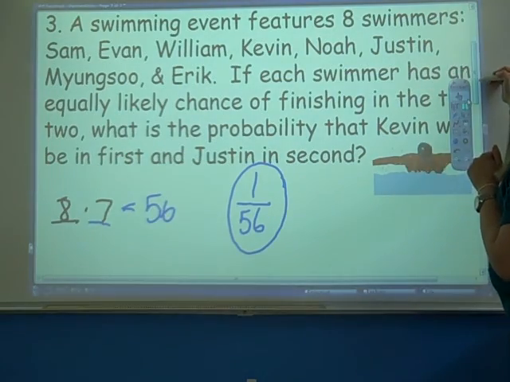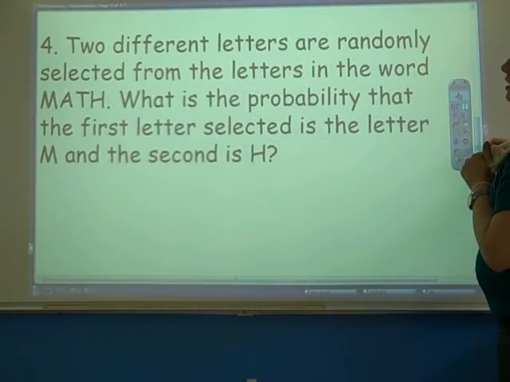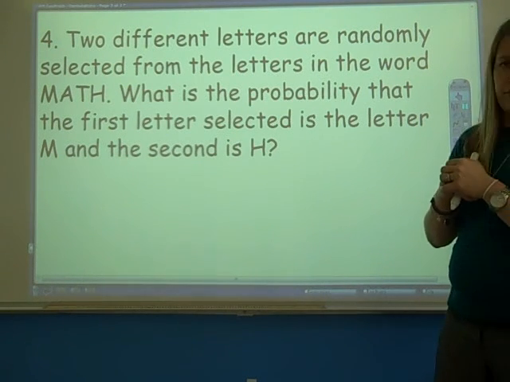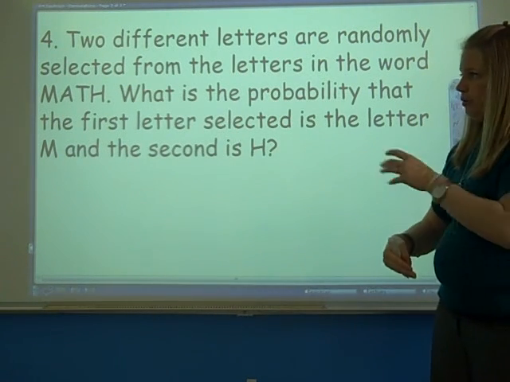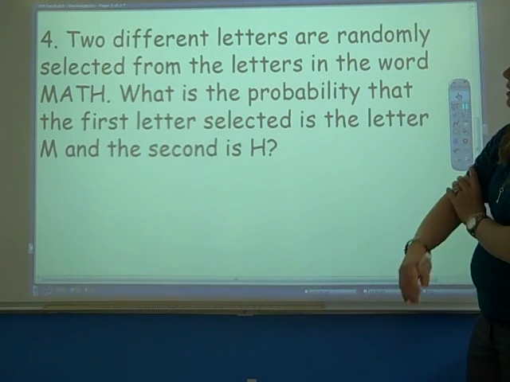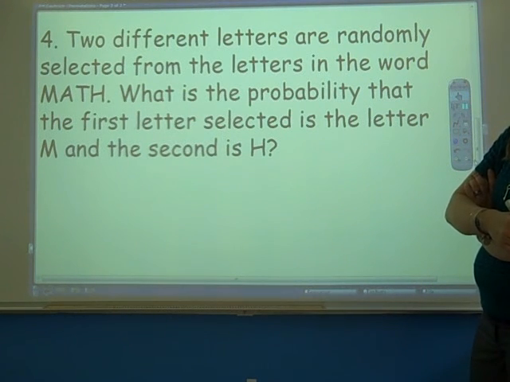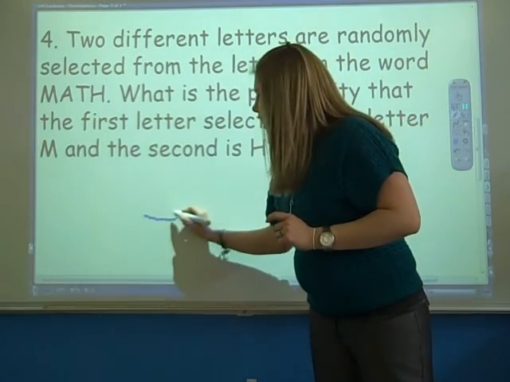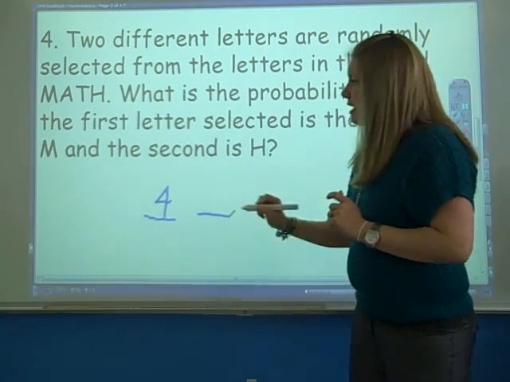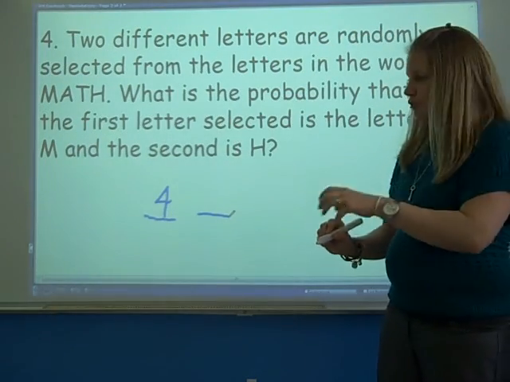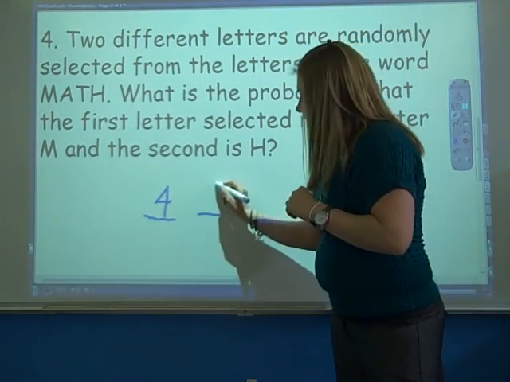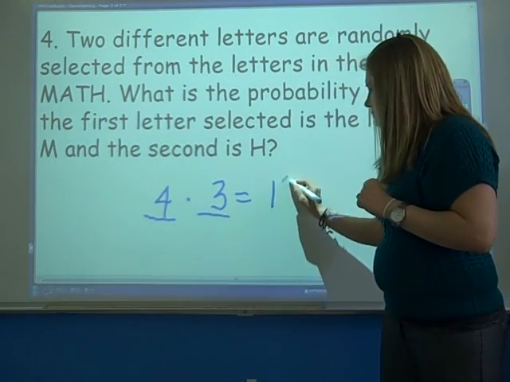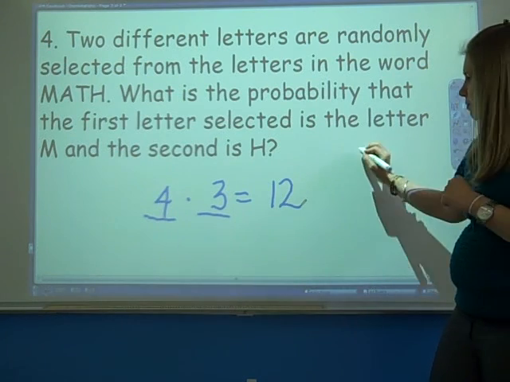Okay, try one more, and then we are done. 2 different letters are randomly selected from the letters in the word math. So we have M-A-T-H. We want to select out 2. What is the probability that the first letter selected is the letter M? So when we go to select the first letter M, we have 4 choices. And then the next letter selected is H. So after we've pulled out M, we would have 3 more choices. 4 times 3 is 12. What is the probability that we get that? That would be 1 out of 12.